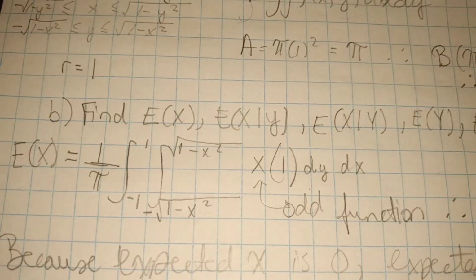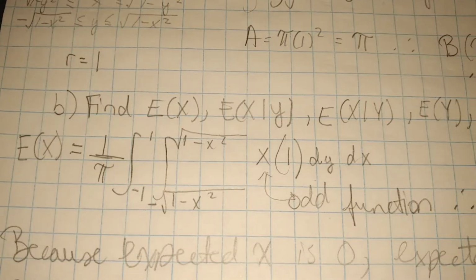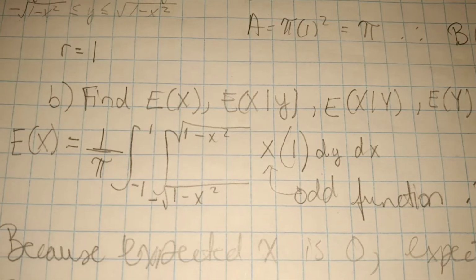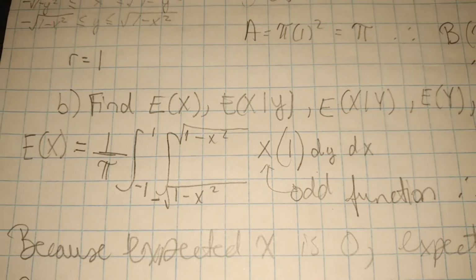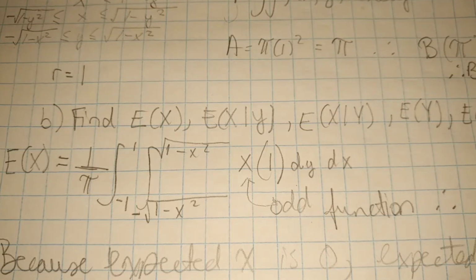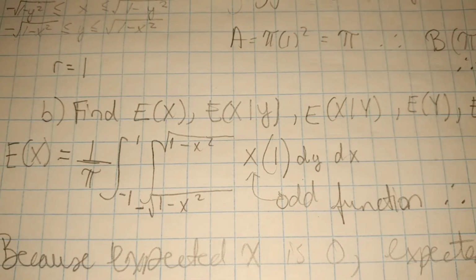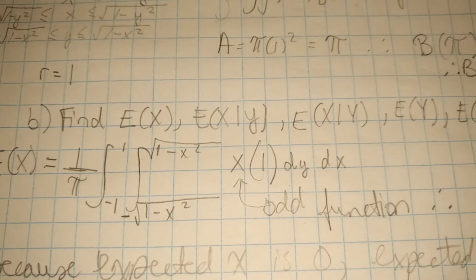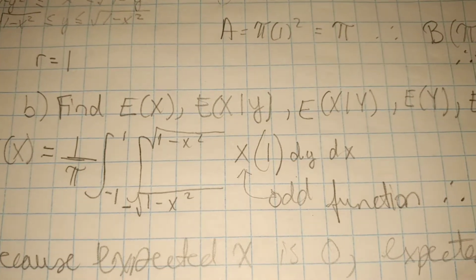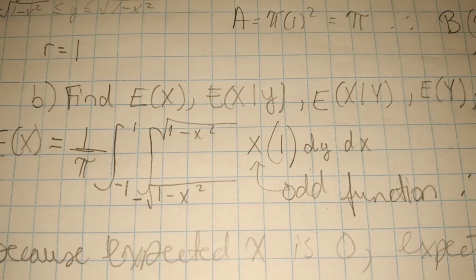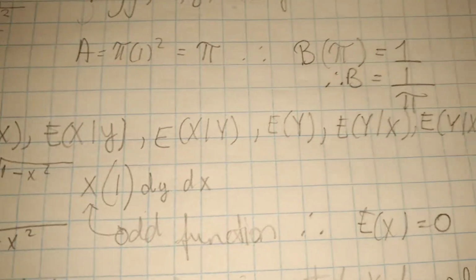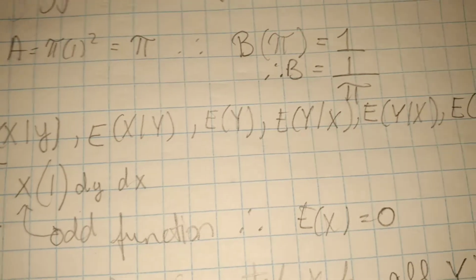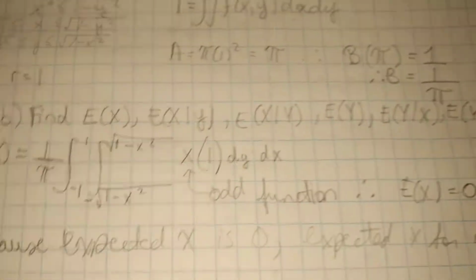When we set up the integral for the expectation of x, we just multiply the function by x, where in this case the function is 1, so it's 1 times x. We know that x is an odd function, and we have symmetry on both sides of our boundaries, which means that integral is going to be equal to 0, so E of x is equal to 0.